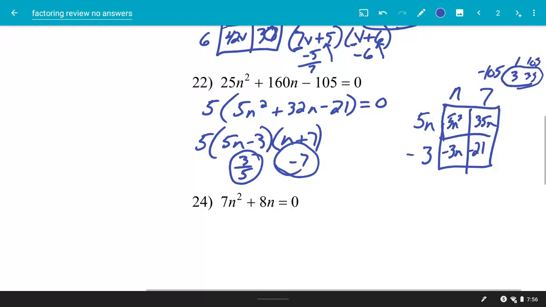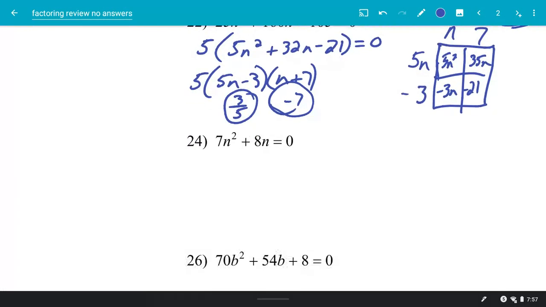All right, number 24. Boy, that looks a little hinky. Is there a GCF? Yeah. I can pull out an n, and I'm left with 7n plus 8. So what are my solutions? 0 and negative 8 sevenths.